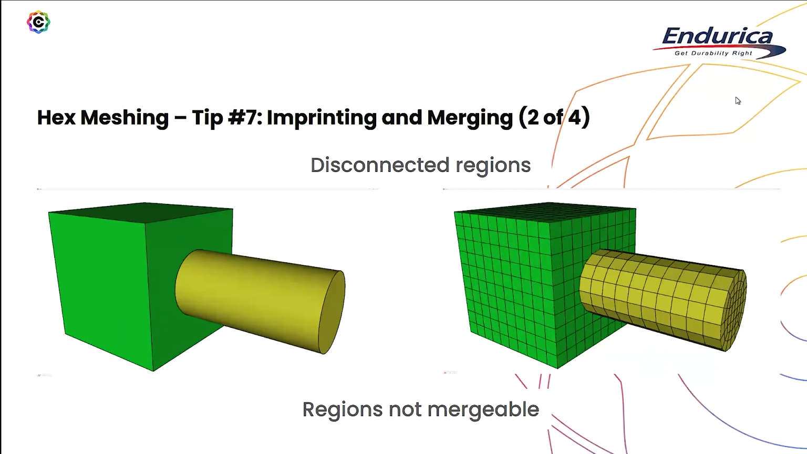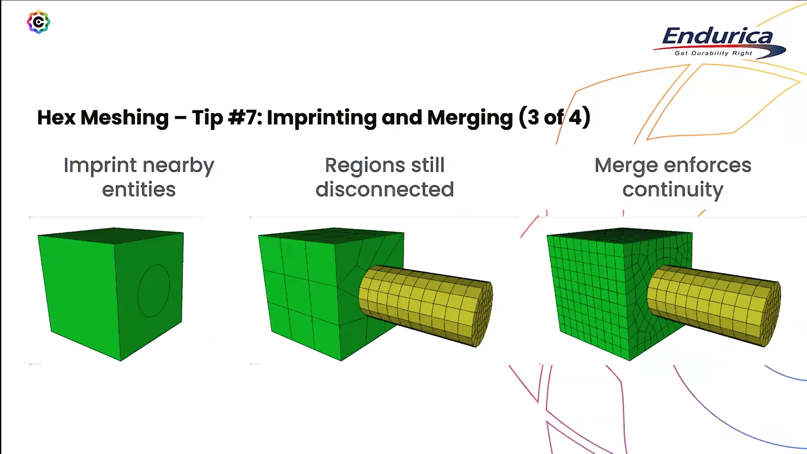In this case, maybe I had a single volume that I then cut into a cylinder and a cube. As you can see here, they are disconnected. Their meshes are completely different from each other. They are also not mergeable. I can't merge a square with a circle. So this is where we need to do an imprint operation before merge. What the imprint does is it takes those nearby entities and projects and enforces that topology on those surfaces. The regions are still disconnected. You can hopefully make out that the meshes still do not align. So the merge operation then enforces that continuity.